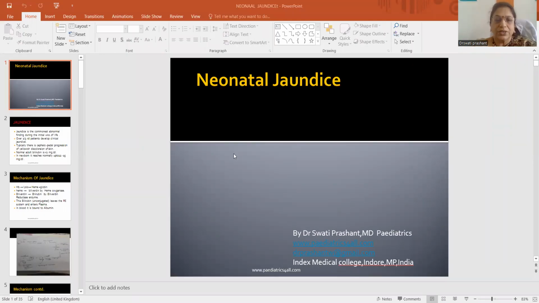We'll start with neonatal jaundice. We very well know that neonatal jaundice is the most common problem seen in neonates in the initial days of life, and there are various causes of neonatal jaundice.